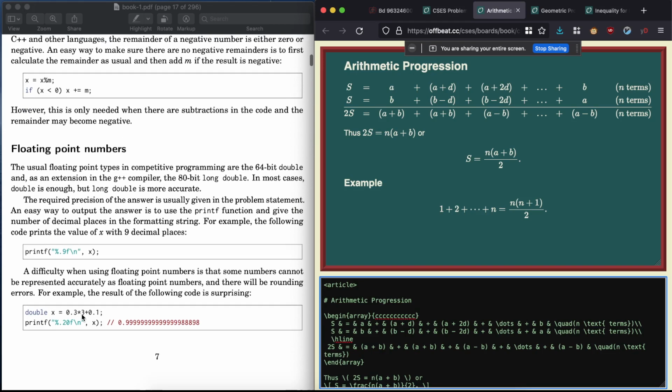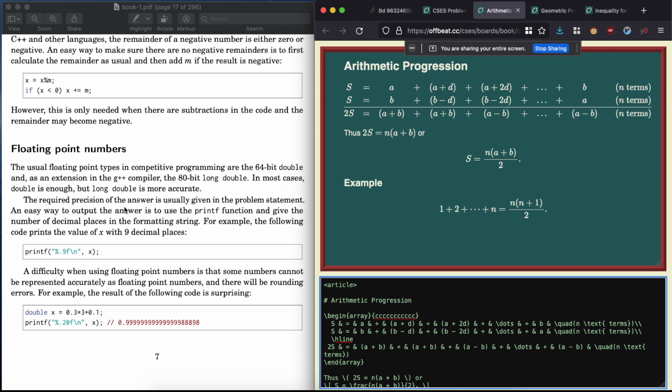So today we have floating point numbers. It'll just teach us a tiny little trick about comparing floating point numbers in a reliable fashion. Let's go through it. The usual floating point types in competitive programming are the 64-bit double, and as an extension in the G++ compiler, the 80-bit long double. In most cases, double is enough, but long double is more accurate.